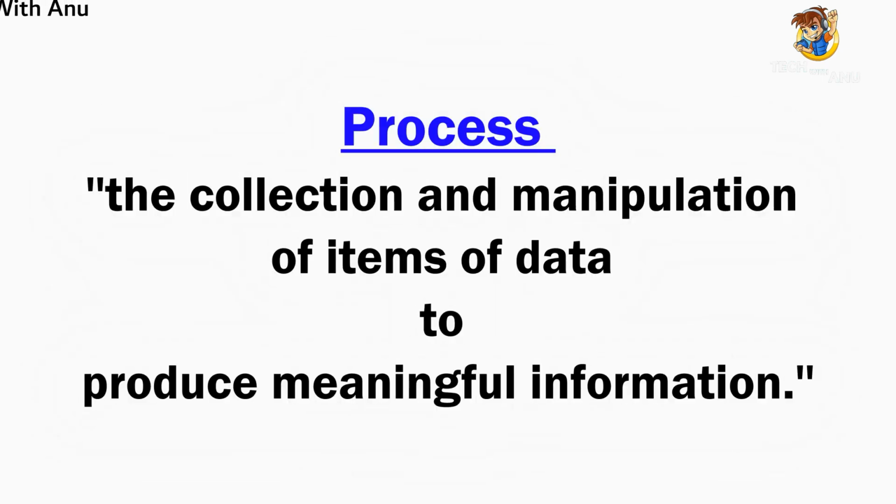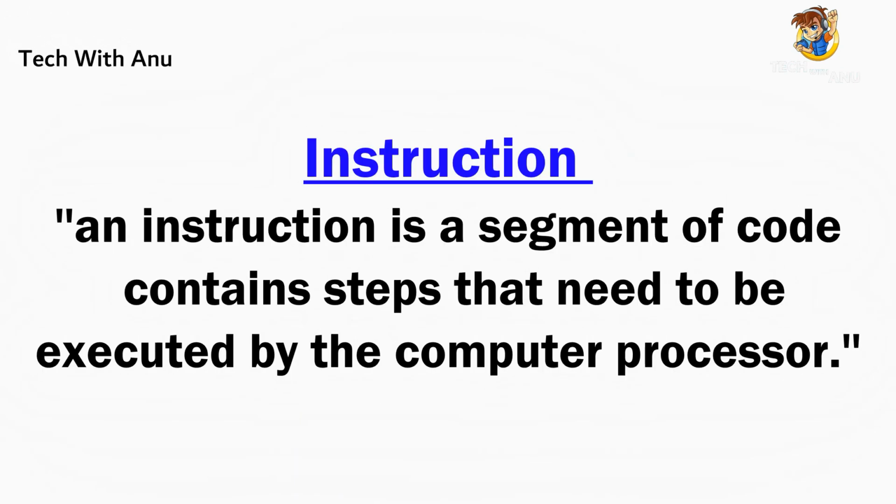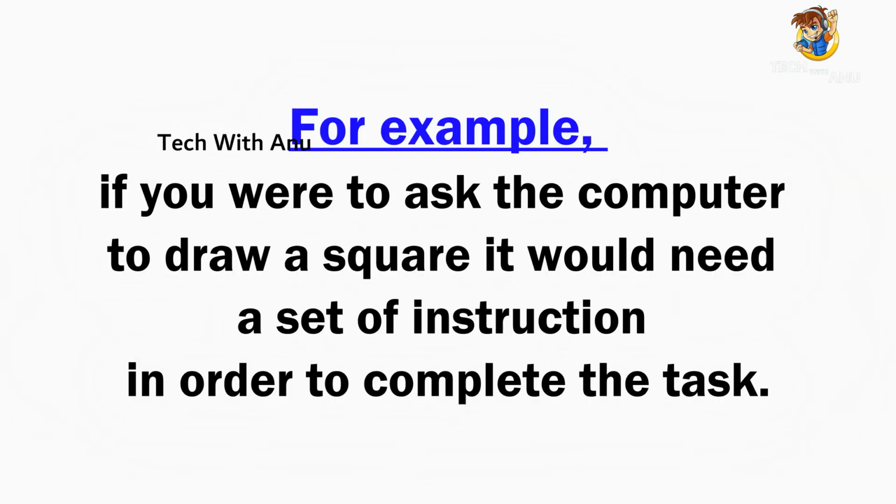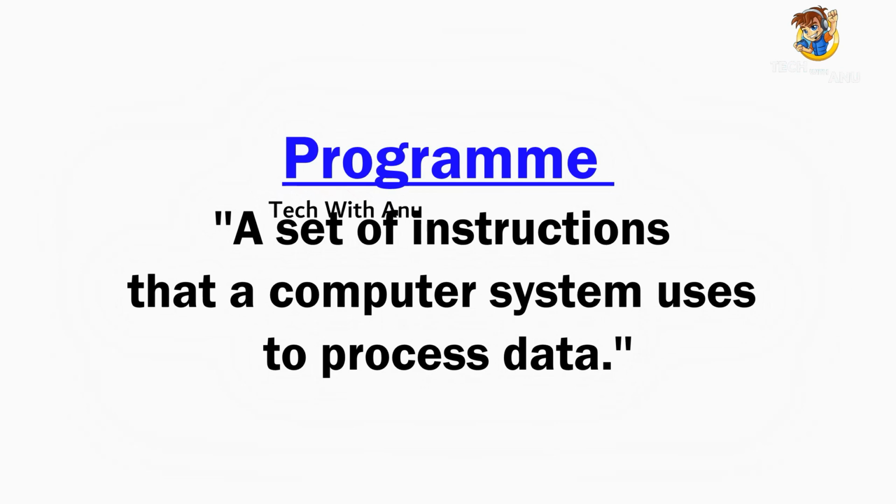Process: the collection and manipulation of items of data to produce meaningful information. Instruction: an instruction is a segment of code that contains steps that need to be executed by the computer processor. For example, if you were to ask the computer to draw a square, it would need a set of instructions in order to complete the task. Program: a set of instructions that a computer system uses to process data.